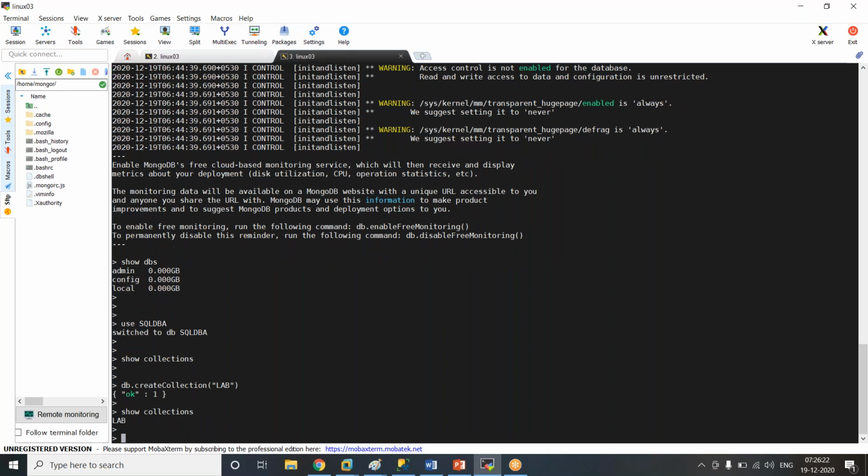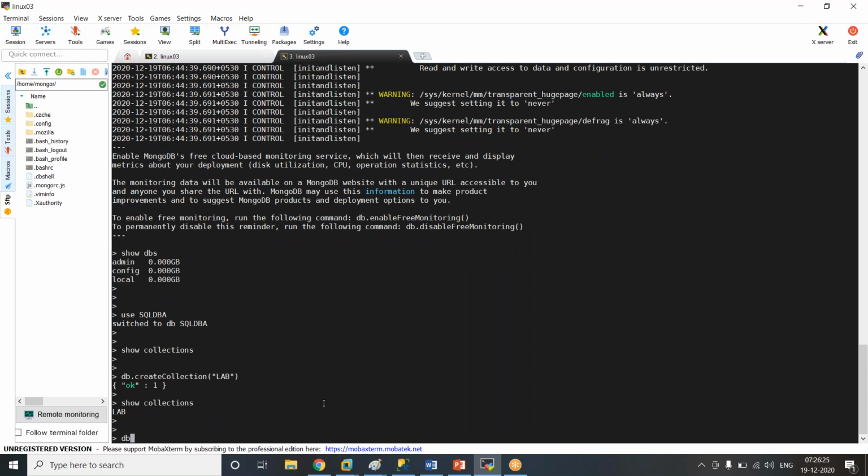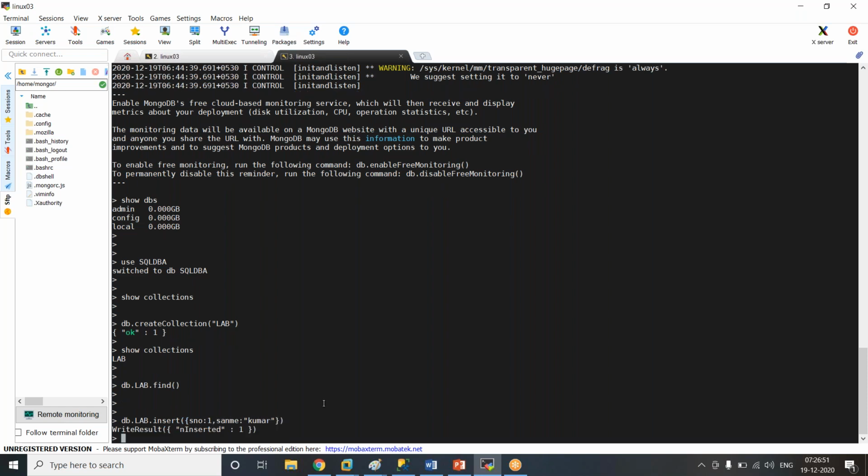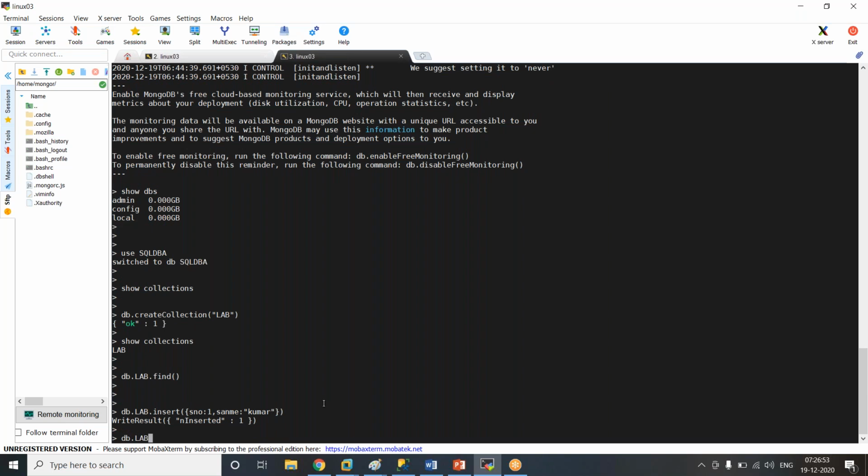So there is a collection called lab. Do we have any data in it? No, it is an empty collection at the moment. So I'm going to load some data with db.lab.insert. Try to follow. I'm showing all of this so that you pick up the further points easily. So for example, I'm loading some data here: S number one, S name Sake Kumar. Okay, one record. The second record I'm loading with a different structure, db.insert.